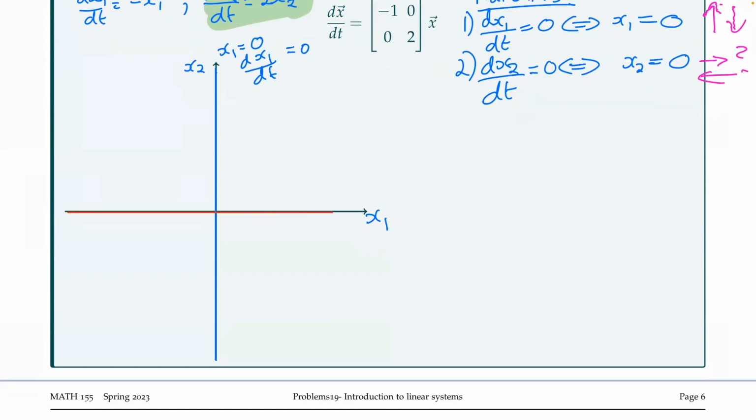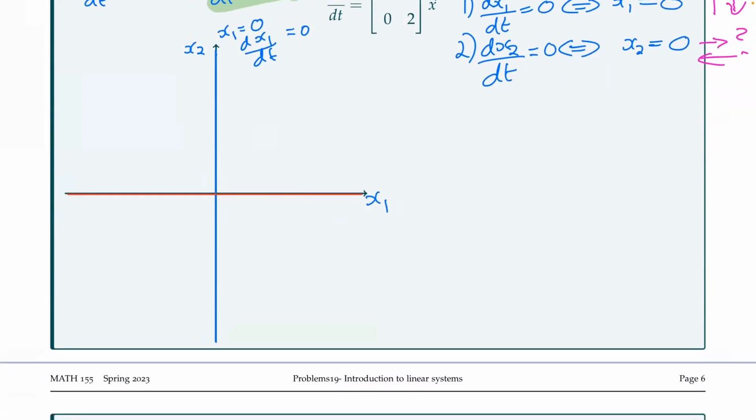That'll give me a straight line. So if we draw the line x2 is equal to 0, that's just a horizontal line here. So this is my line, x2 is equal to 0. And on that line, we know that dx2 dt is equal to 0. So there's no change in the vertical direction on that line.